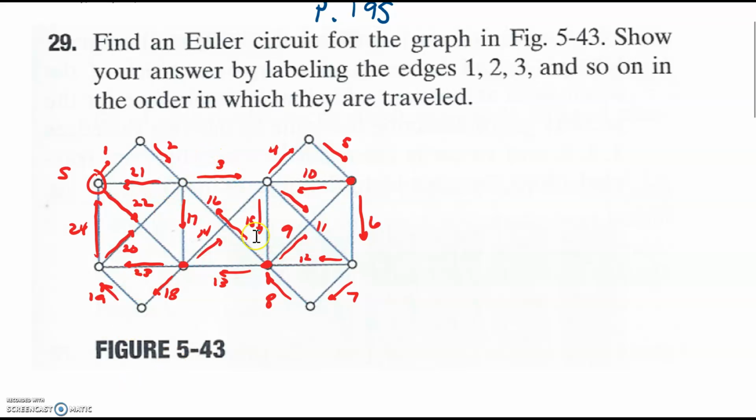So really, that's all we're really doing is trying to find a way through this graph, hitting every edge exactly once. And it's an Euler circuit again because we start and ended at the same spot.